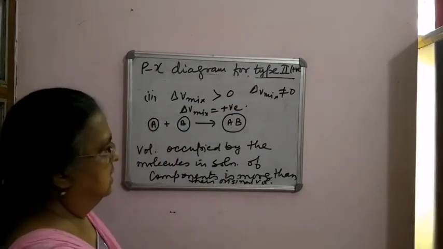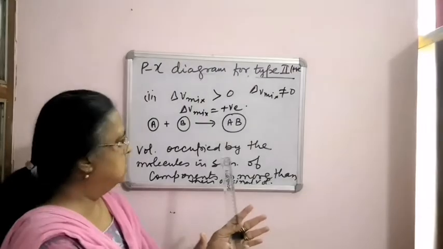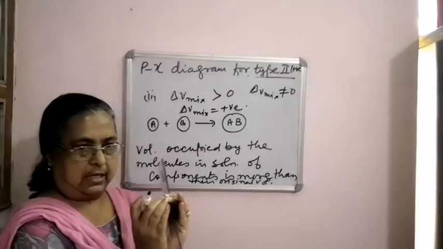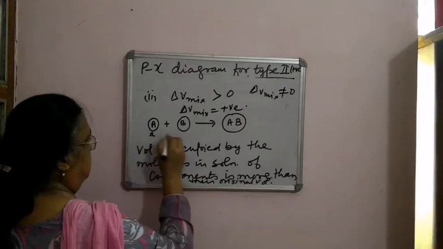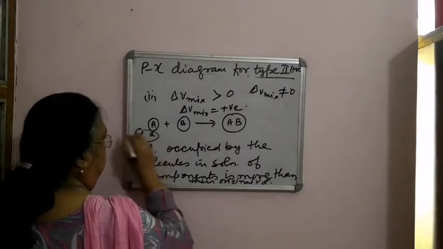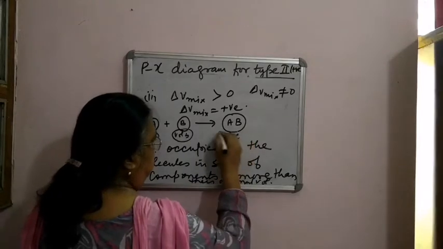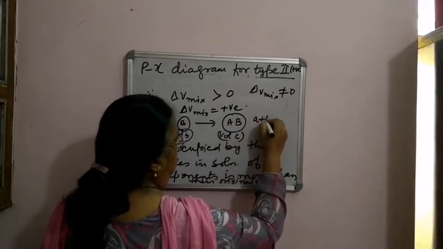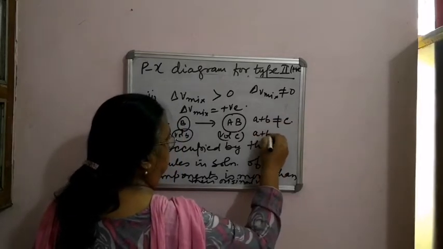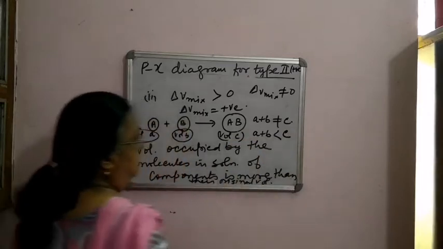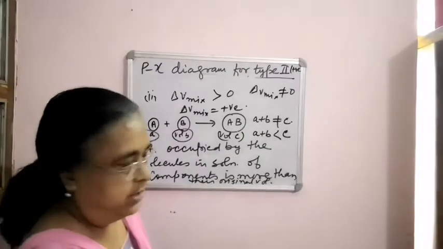Why was this there? The reason is the same. Intermolecular interaction is weak, so they occupy more space. A was having this much, B was having this much, so if the volume of this is A and the volume of this is B, and the volume of this is C, then A plus B is not equal to C. What it is, A plus B is less than C. This is the case.